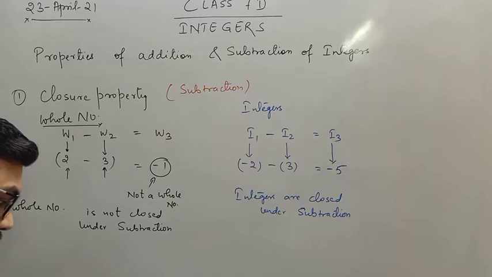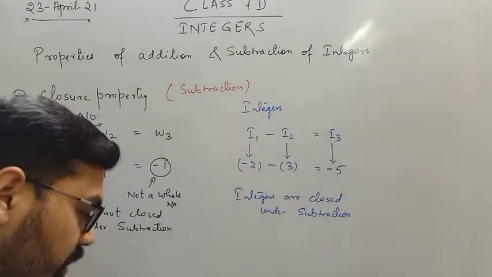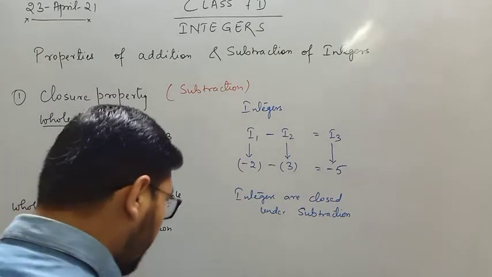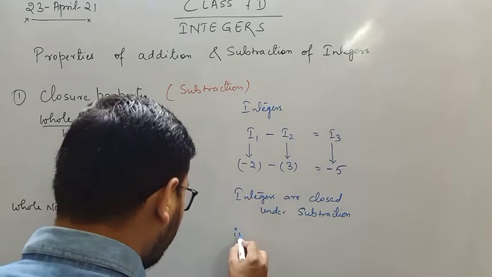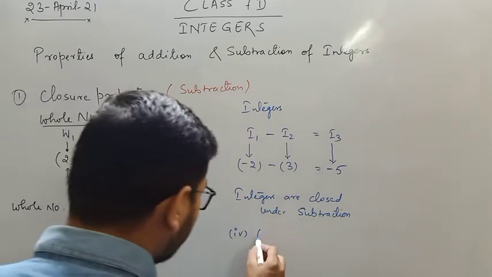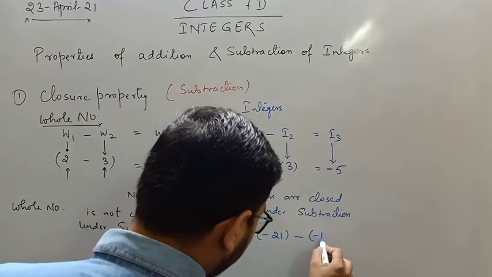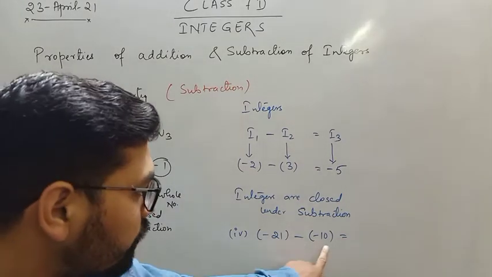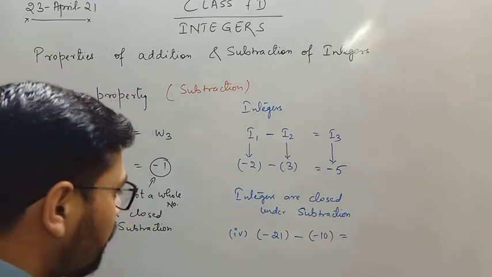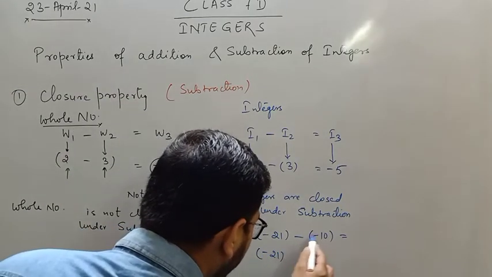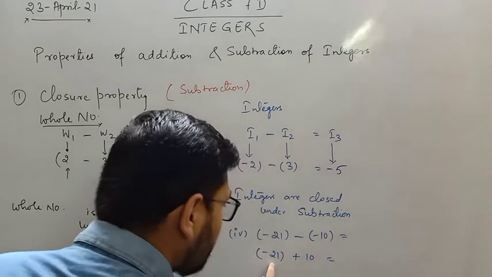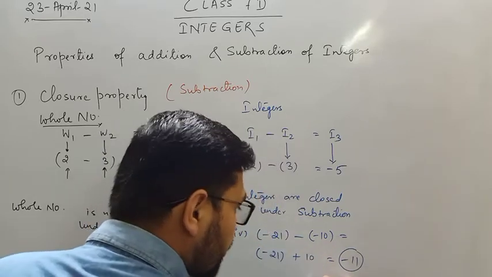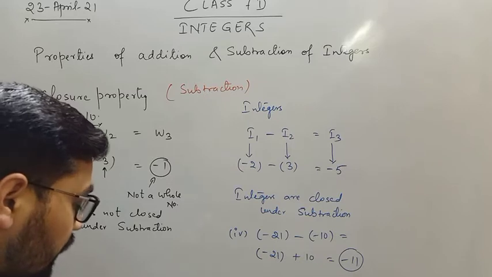In the similar manner, in page number 6 you have around 7 examples. You can use those examples to understand this concept. Let's take another example which is given in your book. It's example number 4th. It's minus 21 minus 10. Minus 21 is a negative integer, minus 10 again a negative integer. Now minus 21 minus plus 10, minus 21 plus 10 will give me minus 11, which is again an integer. That means integers are closed under subtraction. I think this is clear to you all.